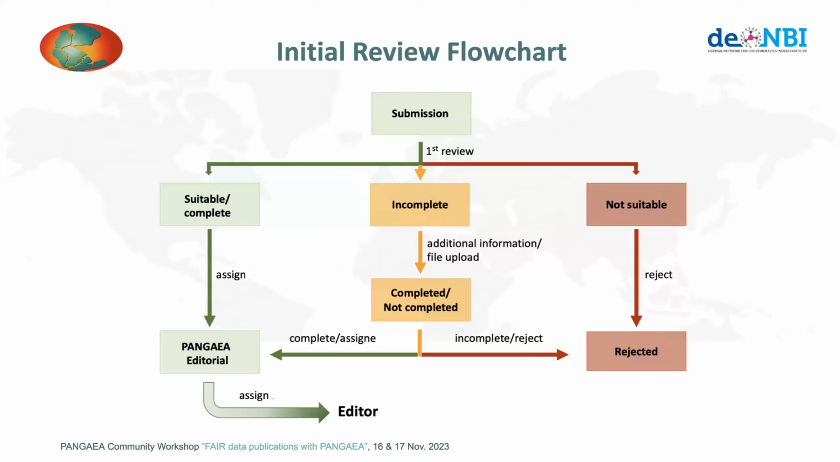Okay, so this initial review, the first step we are doing, I have a flow chart here. What happens? The submission is coming to us. We are looking at it in the first step. In the best case, the topic is absolutely suitable for PANGAEA and the data sets and metadata are absolutely complete. Then we say, yes, we accept it, and it's just assigned to a big pool, which is called PANGAEA editorial. This is the best way. And in the end, your submission will be assigned to an editor.